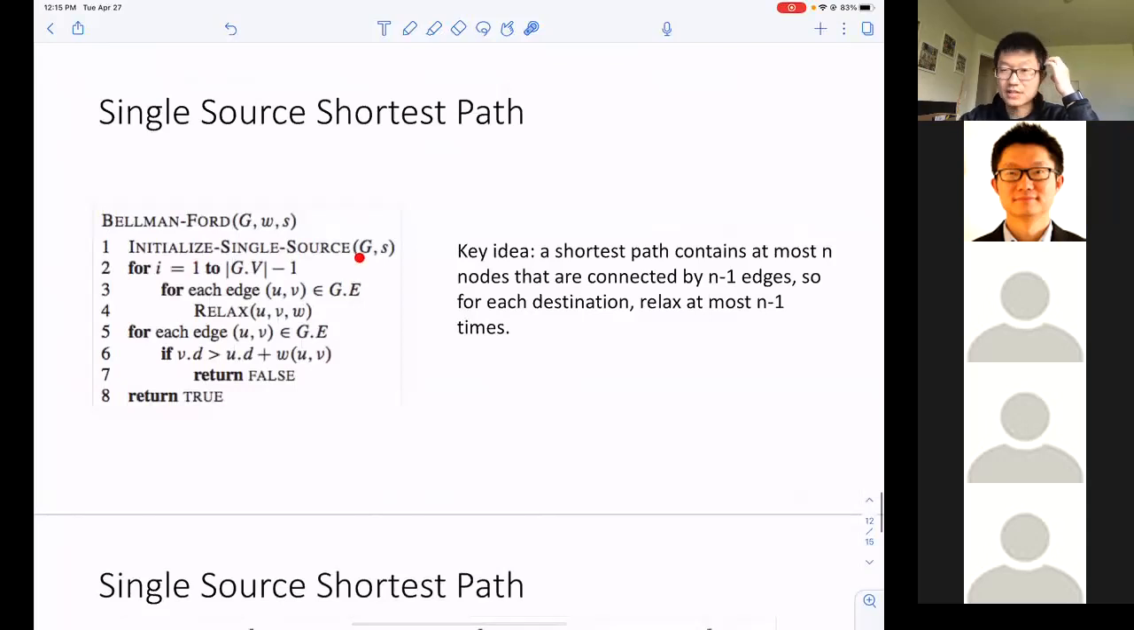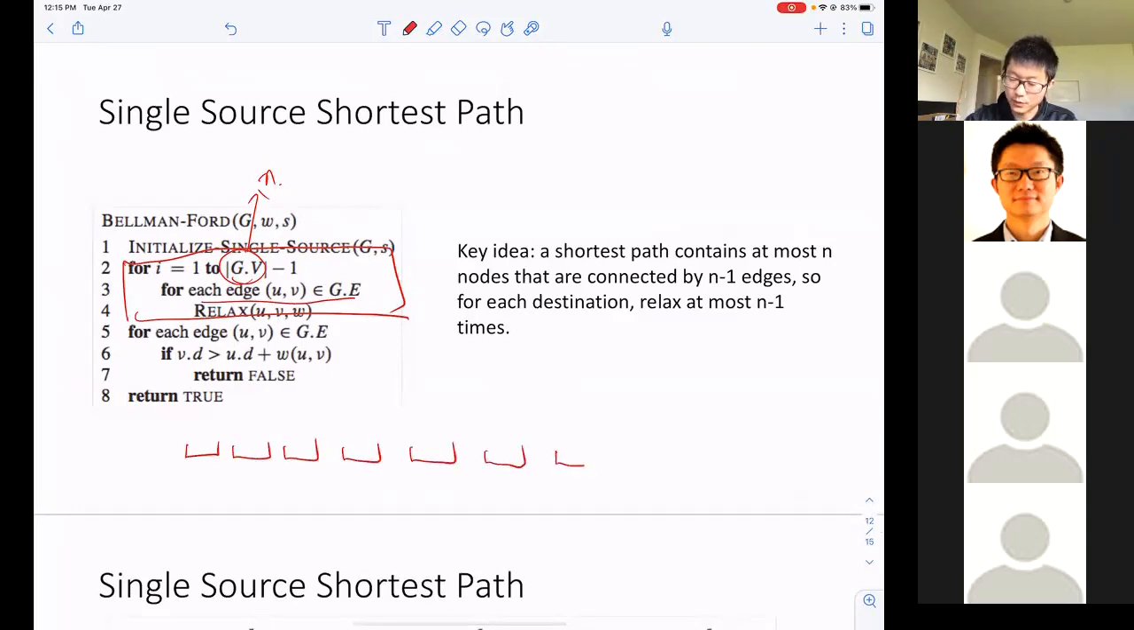First, we call the initialize function. And this is the most important part. For i from 1 to G.V minus 1, where G.V is n, the number of nodes in the graph, then for each edge in the graph, we call the relax function. It means that since a shortest path can include at most n-1 edges, we have at most n-1 spaces.